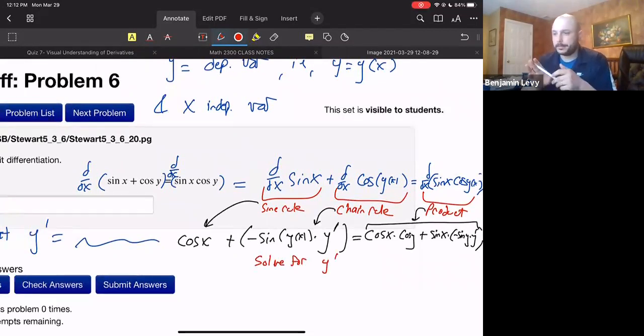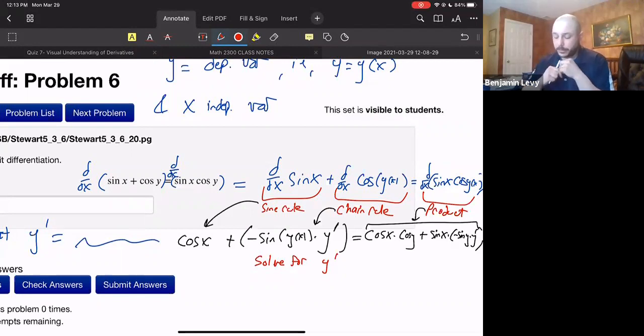Questions about the implicit differentiation at all? Okay, there's only a couple minutes left, so I just want to finish this one off.